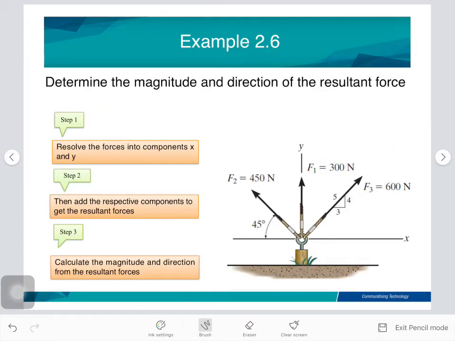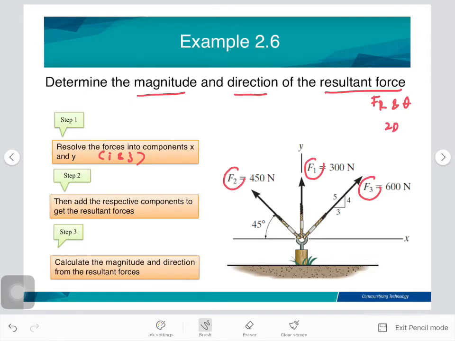Next, example 2.6. Here, determine the magnitude and direction of the resultant force, so the resultant here and the angle here. This is also 2D. Now you have how many forces? You have F1, F2 and F3. The question gives us only magnitudes. So the first step here, you need to resolve into components x and y, which means you need to resolve into Cartesian i and j.